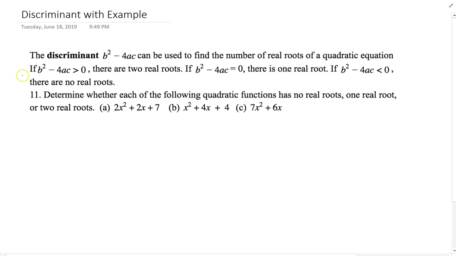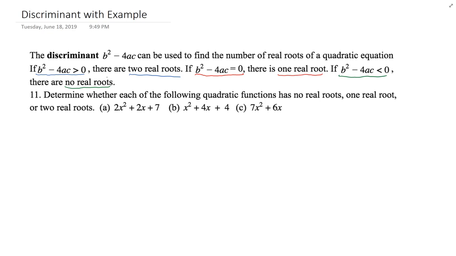There are three scenarios. The first one is if b squared minus 4ac is greater than 0, then there are two real roots. The second scenario is if b squared minus 4ac equals 0, then there is one real root. And the third scenario is if b squared minus 4ac is less than 0, then there are no real roots. The reason is, if the quantity under the square root sign is negative, then there's no real number that fits that. The square root of a negative number is not real.